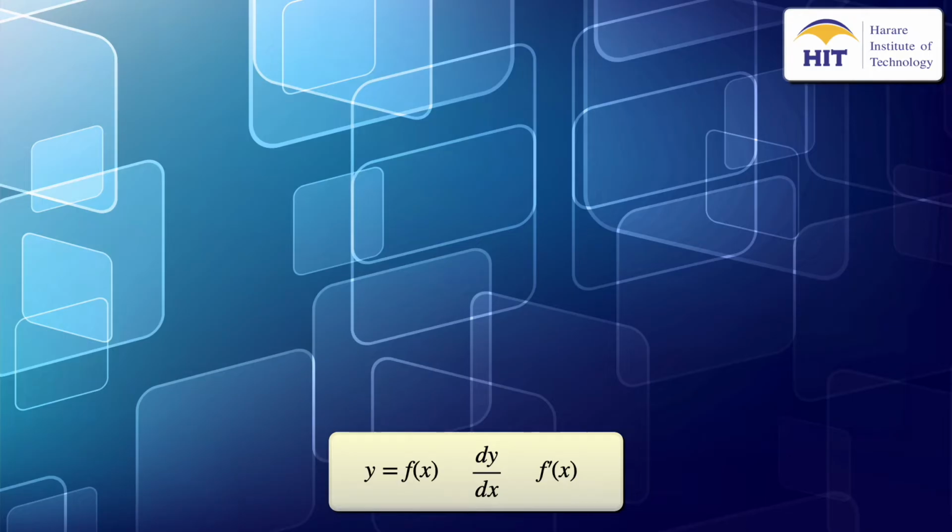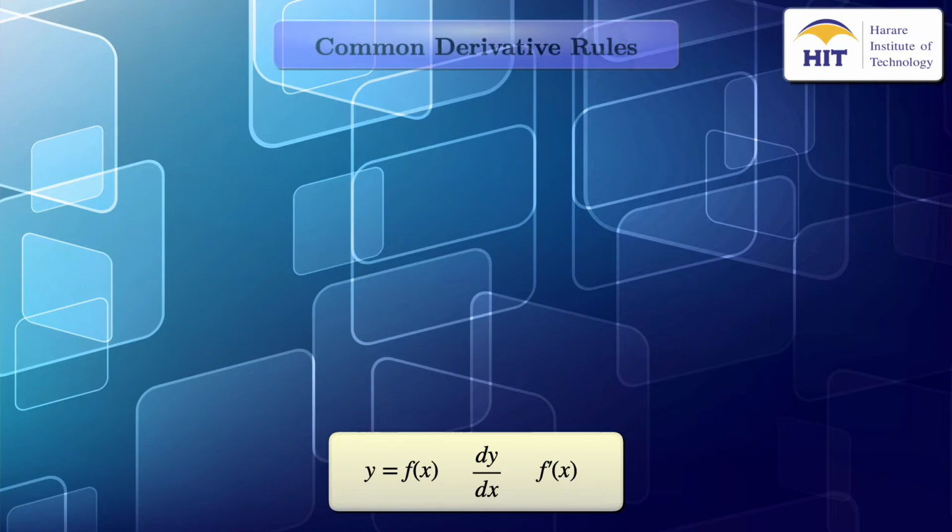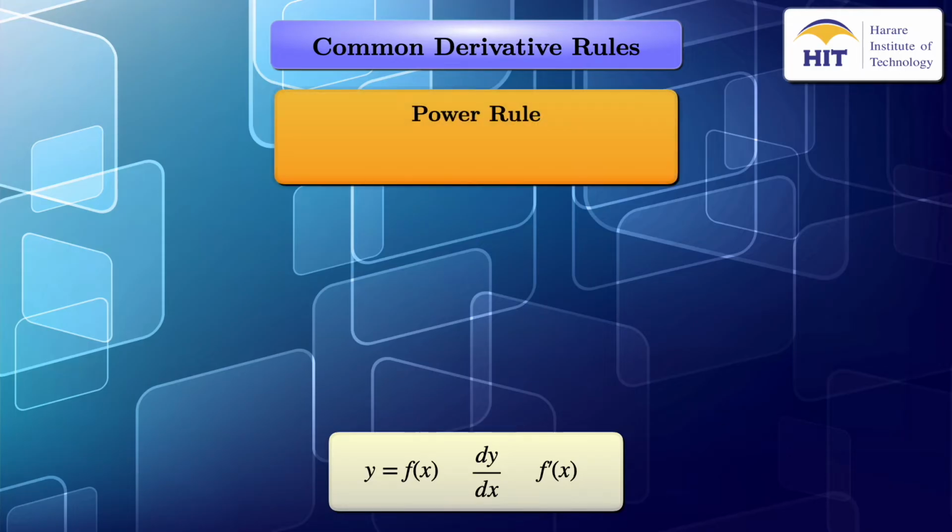The next thing that we need to look at are the common derivative rules. For the common derivative rules, the first one that we'll look at is the power rule. The power rule says that the derivative with respect to x of x to the power n is equal to n multiplied by x to the power n minus 1.